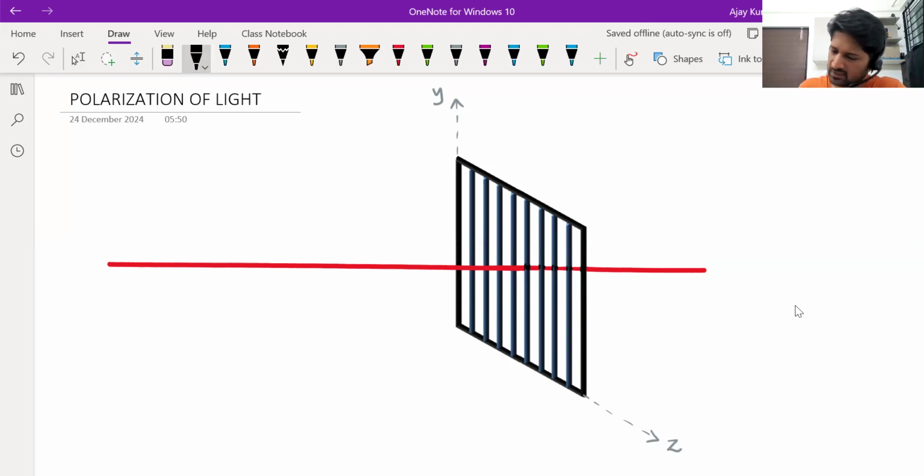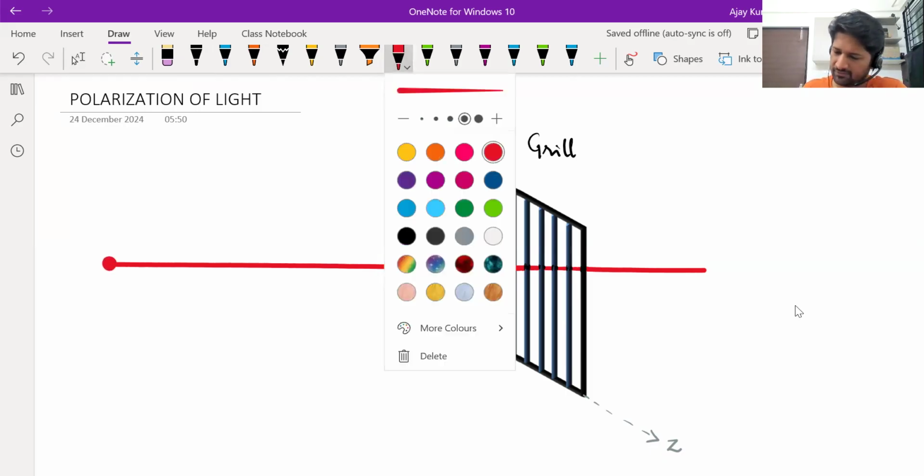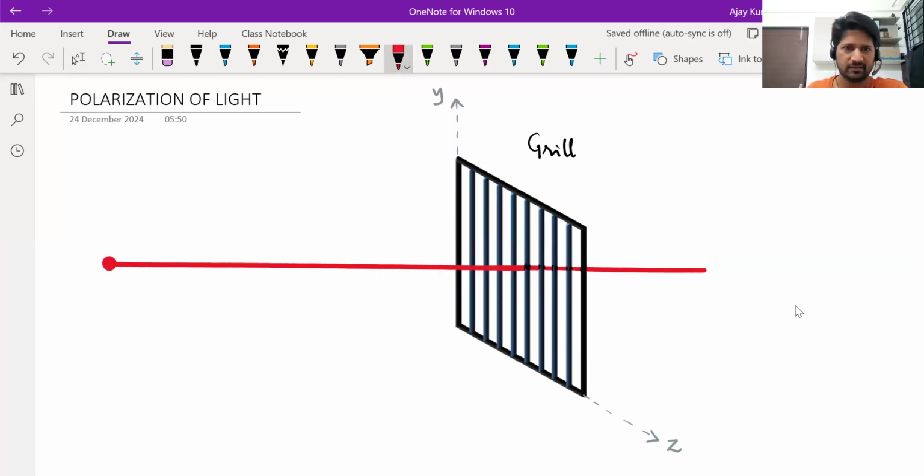Now, you consider a situation like this. Let's say there is a grill through which a string passes. Okay, you can see that the grill has vertical grooves. Fine. So the string is allowed to oscillate parallel to the rods. Obviously, it cannot oscillate perpendicular to the rods because there's no space. Fine. Suppose you hold the string at this end, at the left end, and you oscillate it.